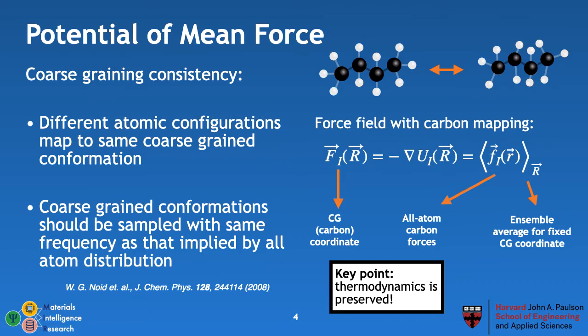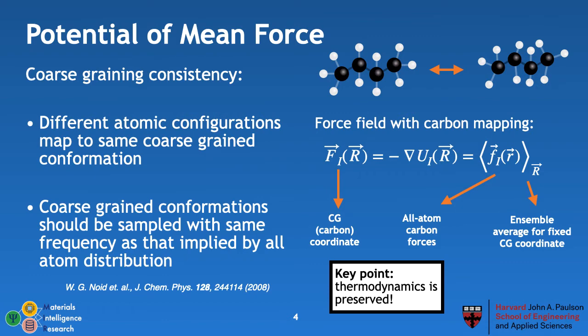But what is the potential of mean force? The central idea goes as follows. Let's take butane as an example. If we start with some orientation of the carbon atoms and choose an all-atom to coarse-grained mapping that preserves the carbon sites and integrates out the hydrogen degrees of freedom, then we should note that any conformation of the hydrogen atoms with the carbon atoms fixed will have the same coarse-grained mapping.